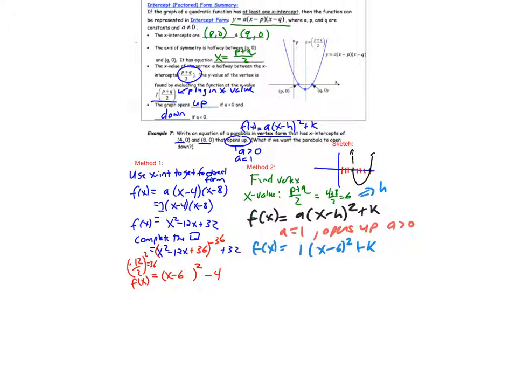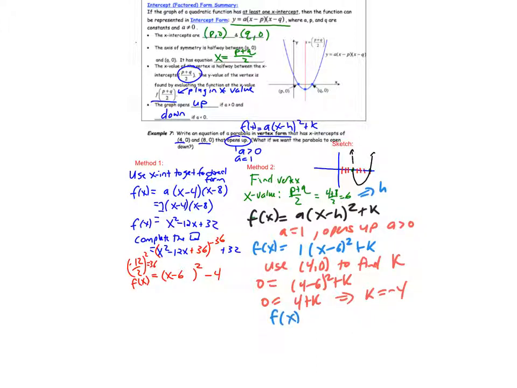So we have one thing we still need to find, which is the k value. And we can use one of the given points. So we can use either (4, 0) or (8, 0), either one. So I'm going to use (4, 0) to find k. So let's substitute in (4, 0). So we have 0 is equal to (4 - 6)^2 + k. So 0 is equal to 4 + k. So k is equal to negative 4. And then finally we can write our equation, which is f(x) = (x - 6)^2 - 4, which is the same thing that we got using intercept form.